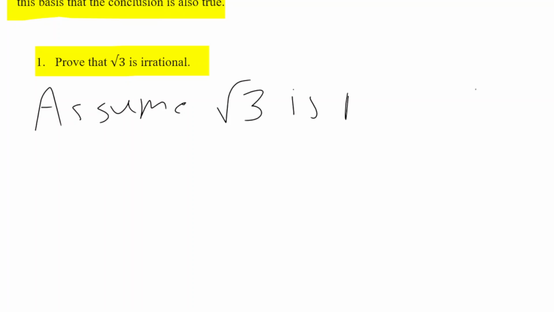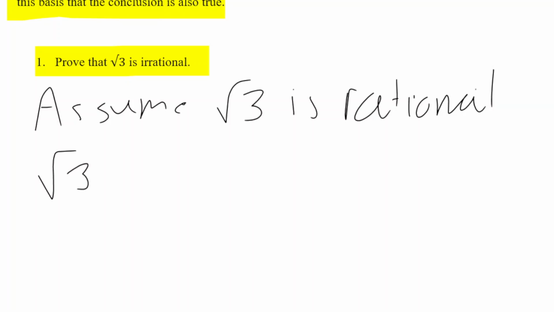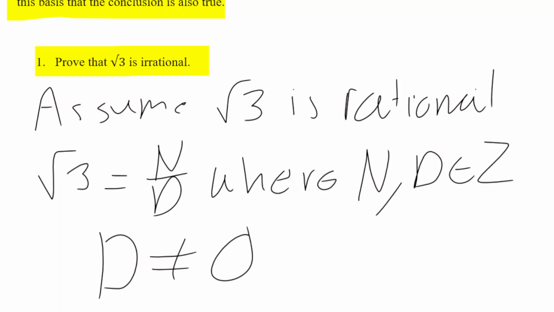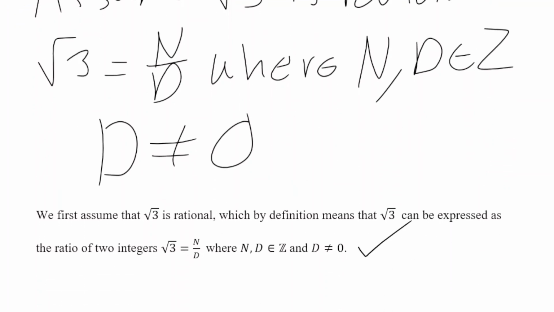Prove that the square root of 3 is irrational. Using proof by contradiction, we assume that the square root of 3 is rational, which by definition means that the square root of 3 can be expressed as the ratio of two integers, n over d, where n and d are elements of Z, the integers, and the denominator d is not equal to 0. And if my handwriting is illegible, here it is again.